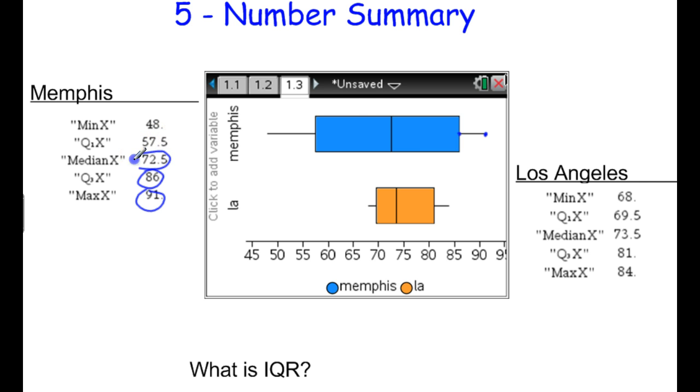The middle of the box is this line right here. That's actually the median right there. So that point right there, which is right about 72.5, that line represents the median, not the mean, the median, the middle of the data. And then 57.5 is this point right here at the edge of the box, and then 48 is the minimum there.